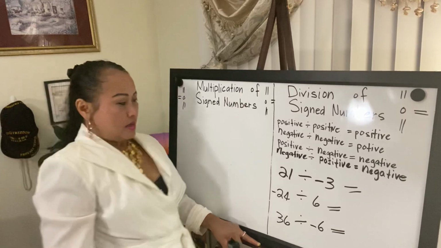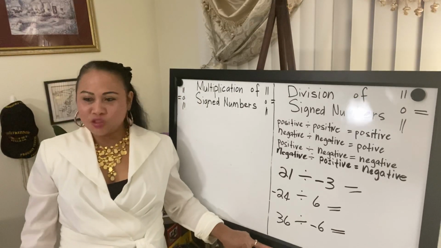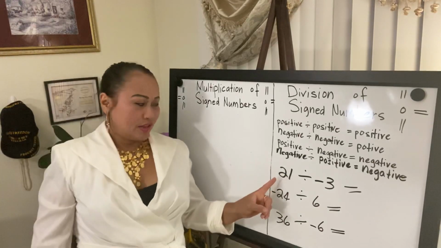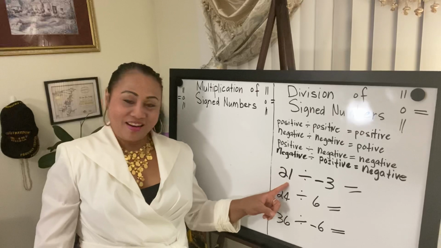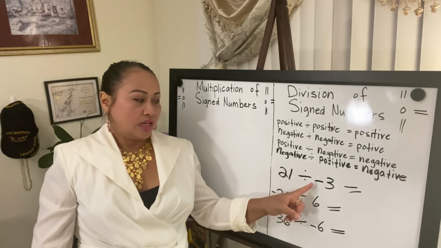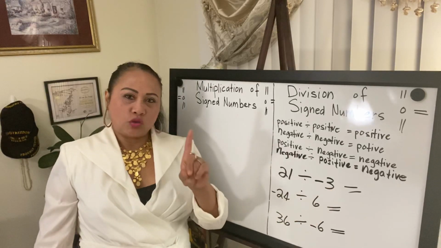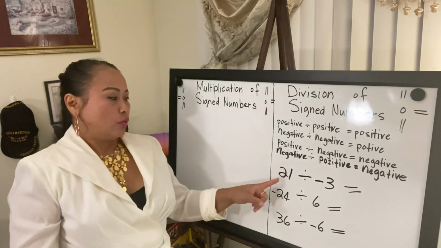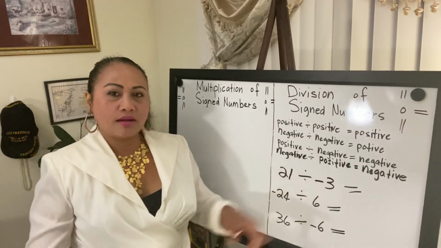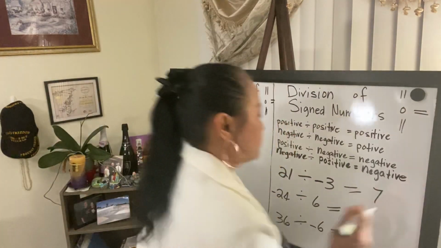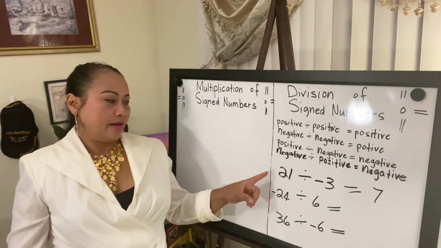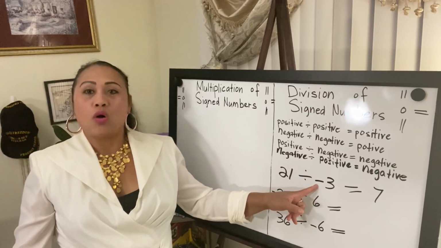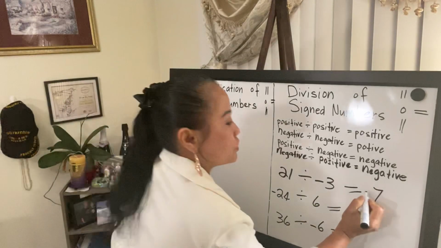Okay. Let's look at our examples. Eyes on the board. So, positive 21 divided by negative 3. First thing to do, divide the number. 21 by 3 equals 7. Now, look at the sign. Positive, negative, unlike signs, is always negative. So, negative 7.